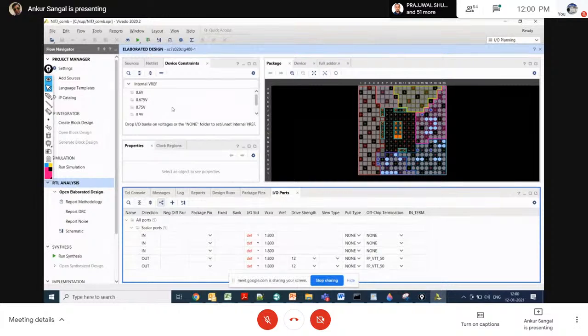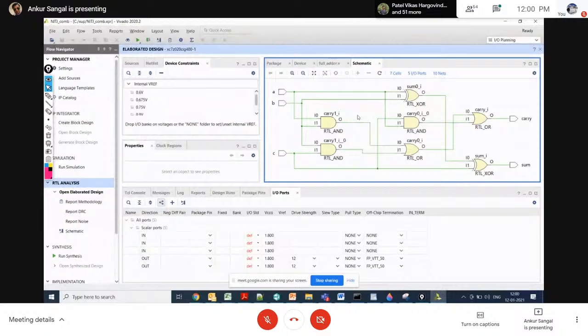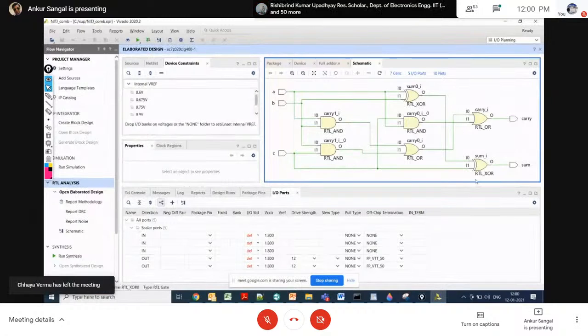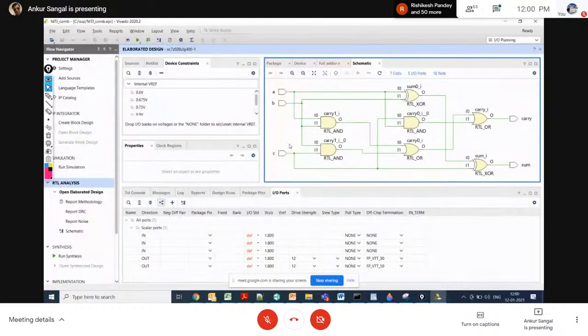So if you want to see the schematic, you can see this is your RTL schematic. How will you check that this is the RTL-based output schematic? Each and every block available has the prefix RTL underscore, and here there are no buffers. Once we have done our synthesis, then we can see the buffers are also available.